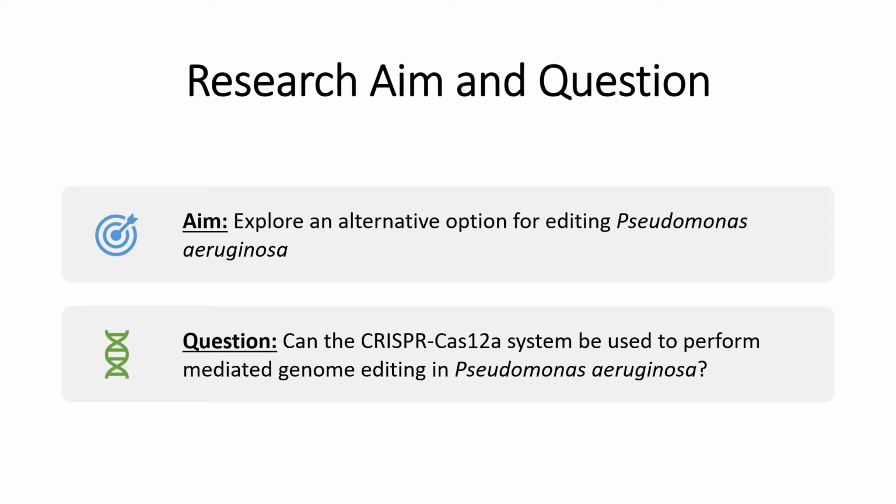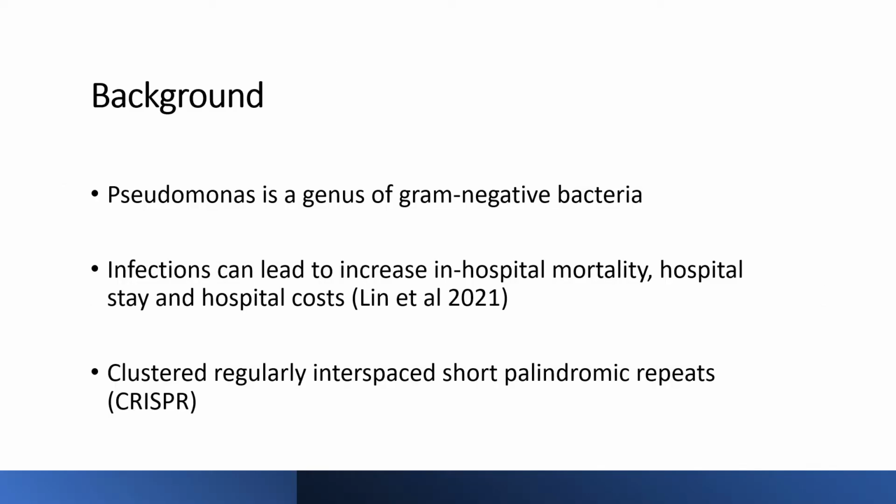So I wanted to go over what the research aim in question was for this paper. The aim was to explore an alternative option for editing Pseudomonas aeruginosa, and the question that the researchers had was, can the CRISPR-Cas12a system be used to perform mediated genome editing in Pseudomonas aeruginosa? So now I'm going to go over some background.